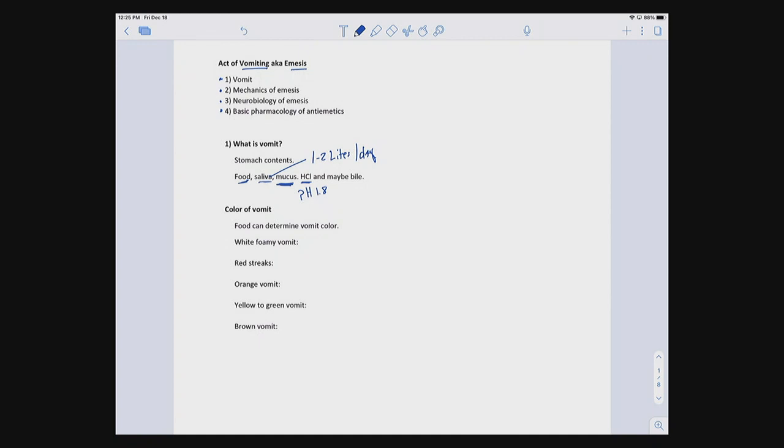Another thing that you're going to possibly find in vomit is going to be bile. Now, I want to take a couple of minutes and talk about bile. Bile is made by the liver. So let's just draw this over here, made by liver. And it is stored in the gallbladder.